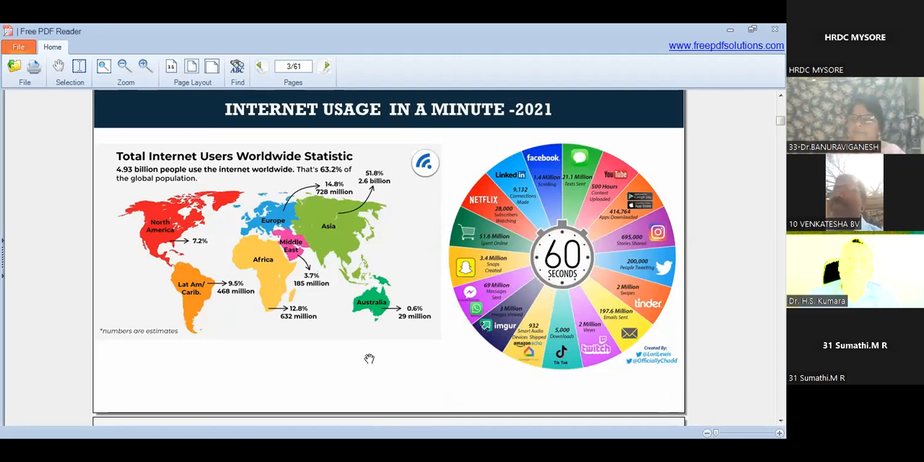As far as internet usage in a minute, you are already aware, you can Google it any day and come to know what the internet usage in a minute is. Looking at the data set, the major share is in email. Every day we are checking email. This is something we need to look into.